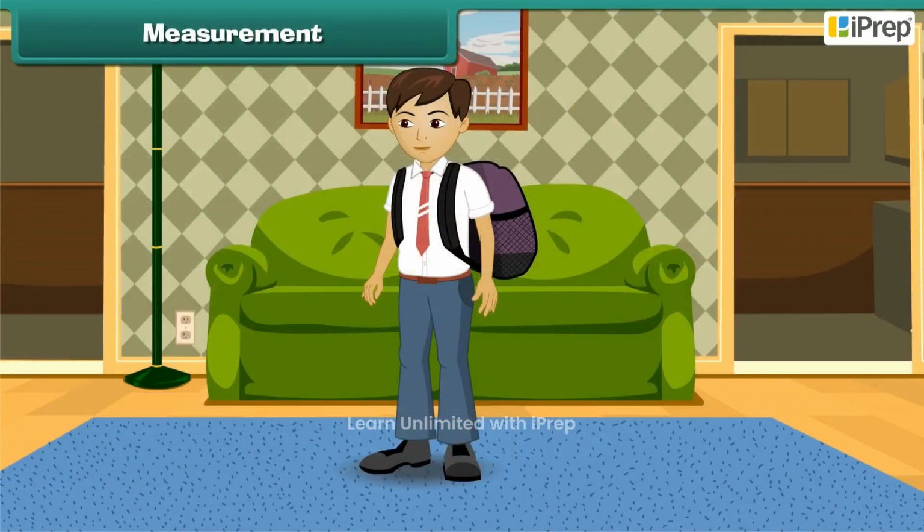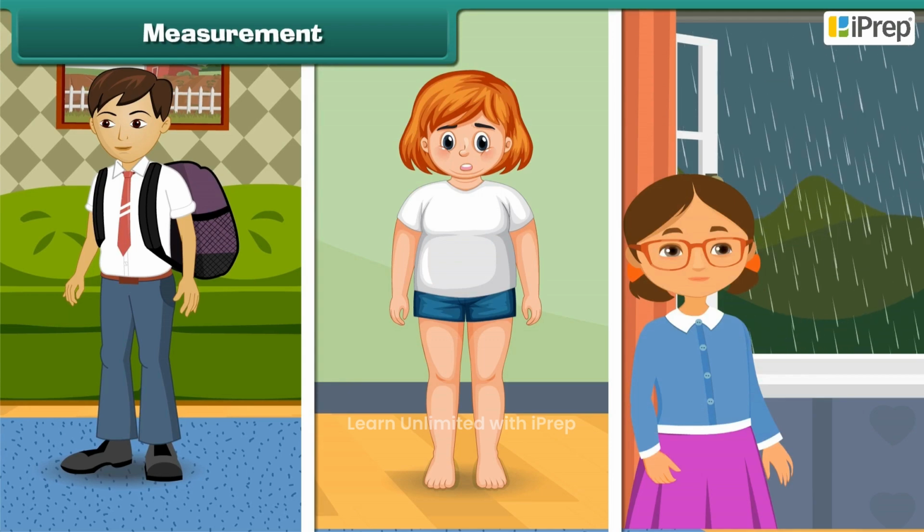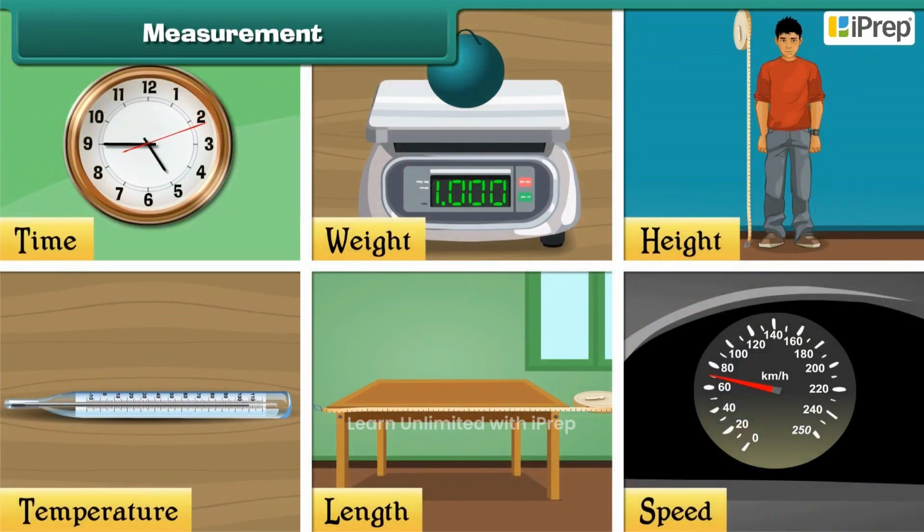If we didn't have measurement, it would be very hard to know when to go to school, how much you weigh, or how cold or warm it is outside. Life is so much easier when we know how to measure things, and that is why measurement is so important.